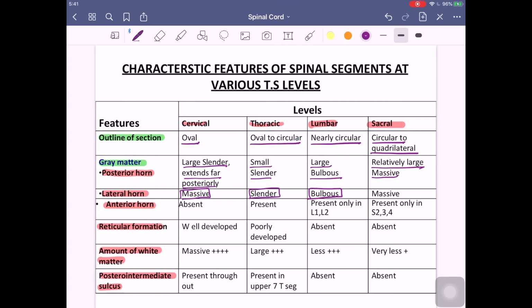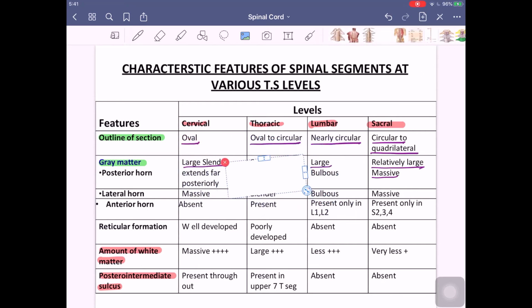Something went wrong. I think the label has gone wrong. Up and down it should have been. So what has happened? Here, what went wrong is this should come down. Your lateral horn should come down and anterior horn should go up. So that mistake has happened. I can correct this. What I can do is put some small white patch on this and write with this.